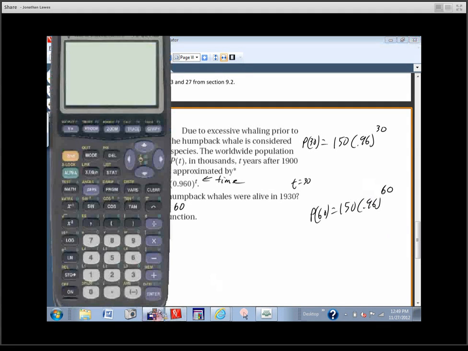So let's grab the calculator and let's just type this in. I'm going to clear this off. 150 times 0.96, and then we'll raise that to the 30th. Now, if you've got more than one term in the exponent, make sure you put that in parentheses. That's our answer right there, 44.07. Really, 44 whales?